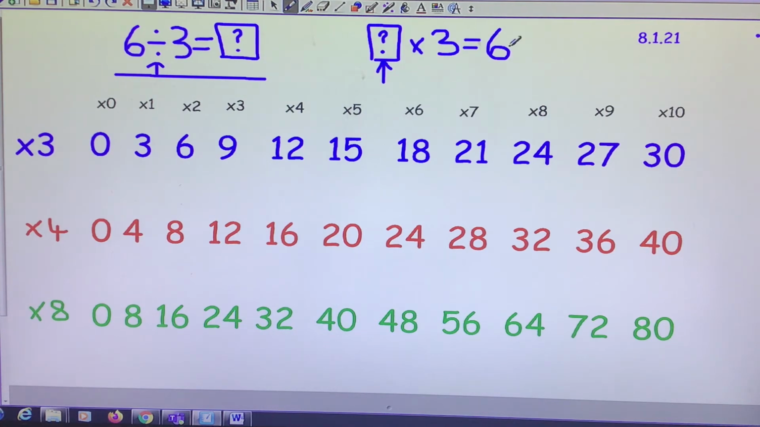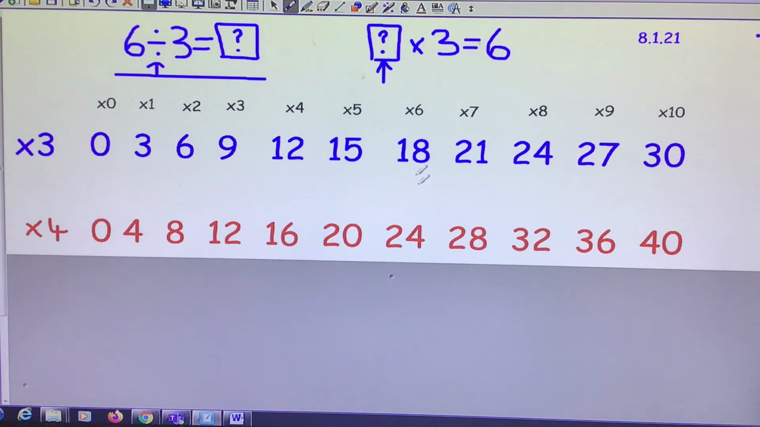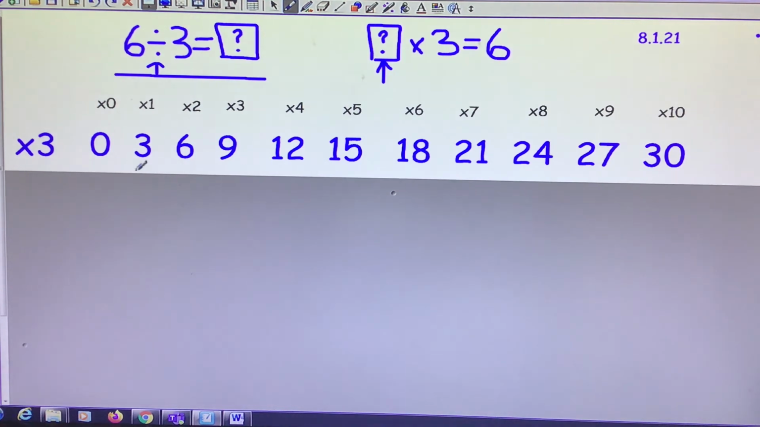So let's look at our multiples charts now, okay? Are we using multiples of 8? No. We can get rid of those. Not interested in that lot. Are we using multiples of 4? No. Get rid of you. Are we using multiples of 3? Ding, ding, ding, ding, ding. Yes, we are. So what times 3 equals 6?